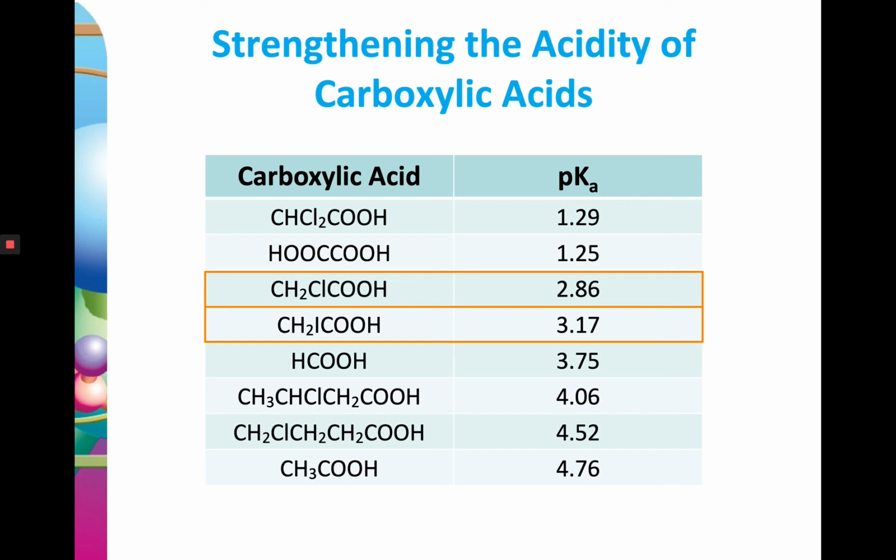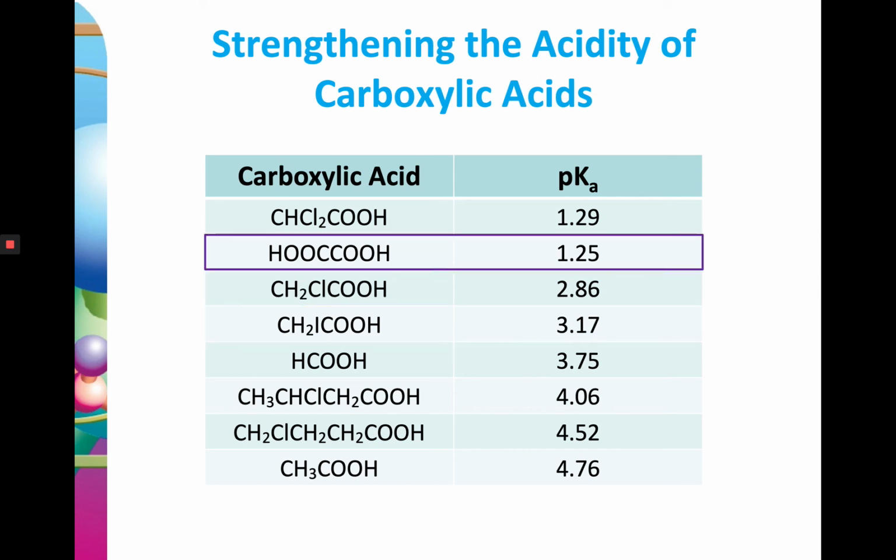So what is our independent variable here? Our independent variable is the halogen that's attached, and then our dependent variable is the strength of the acid. So why is the chlorine making it a stronger acid than the iodine? It's simply because chlorine is a more electronegative element, so it's going to be more electron withdrawing than the iodine. So we're making a comparison there between those two elements.